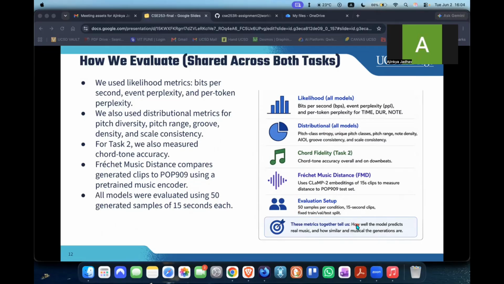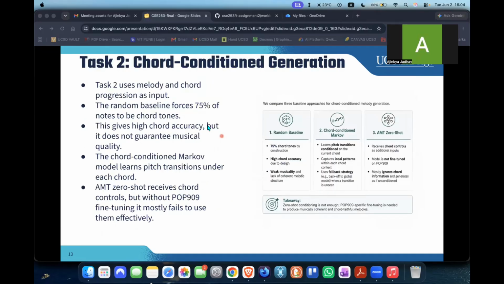So these metrics together tell us how well the model predicts the real music and how similar and musical the generations are. Moving forward to the chord conditioned generation. This was the task 2 that was given to us. Task 2 uses the melody and the chord progression as an input. The random baseline forces 75% of the notes to be chord tones.